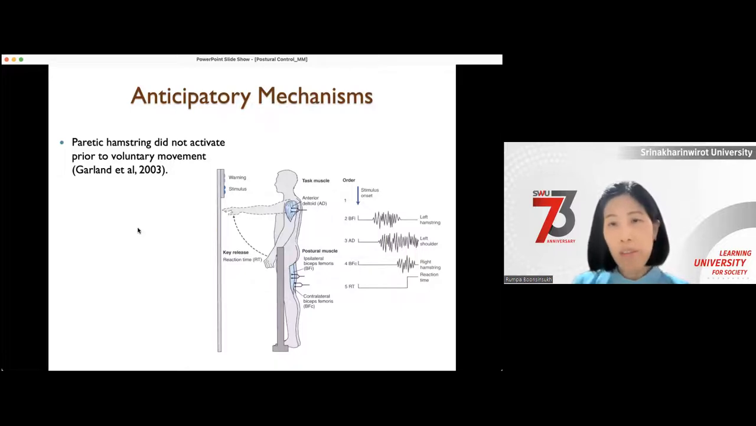What happens with the stroke patient is that the paretic hamstring does not activate before voluntary movement. So what we see in the clinic is that when you ask a patient who has a problem with the anticipatory mechanism to lift their arm up, the first response is that they won't lift their arm up, even though the arm has enough strength to lift up. The other thing is that they try to lift their arm up slowly, trying not to disturb the balance too much, so they can maintain balance in standing.